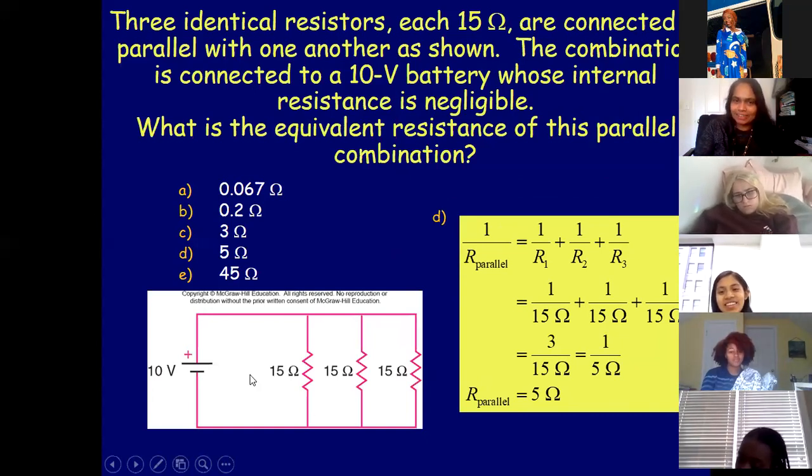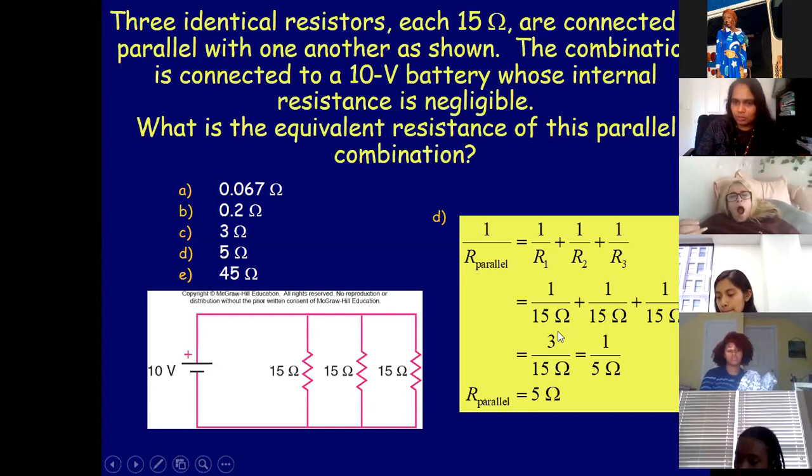So this is a parallel circuit, right? So this is the equation to calculate: 1 over R parallel is 1 over R1 plus 1 over R2 plus 1 over R3. All right, so let's substitute the numbers. I keep the units so I don't get messed up. So here it's 1 over 15 ohms plus 1 over 15 ohms plus 1 over 15 ohms. So it will be 3 over 15 ohms, and if you simplify this, it's 1 over 5 ohms.